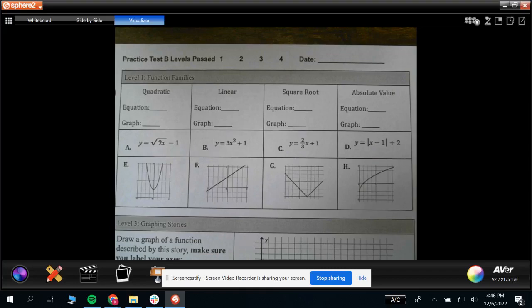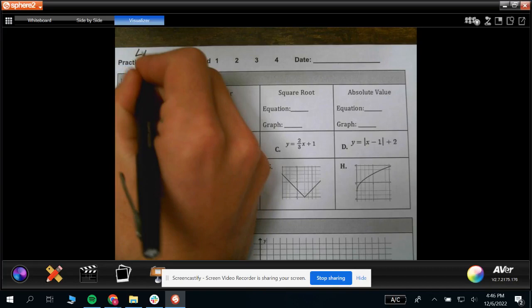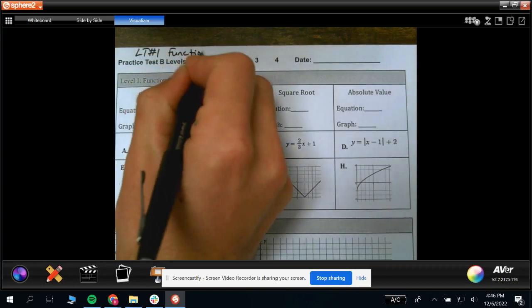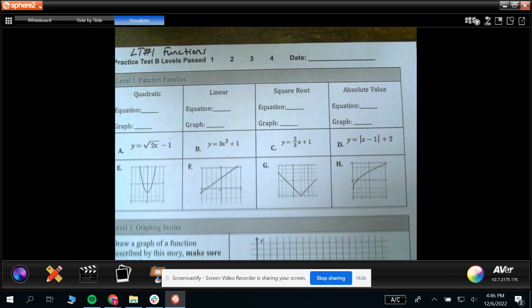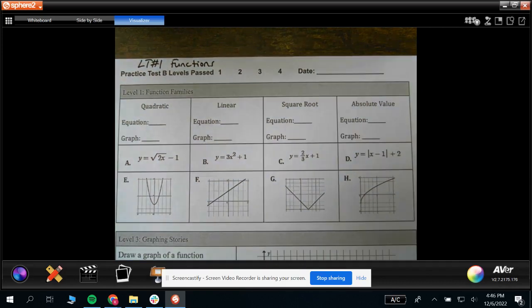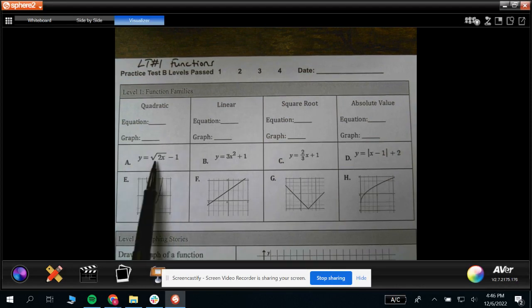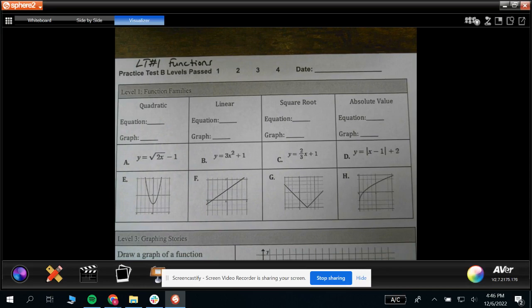Right, we are here to do a walkthrough of practice test B for LT number 1, functions. Label that right there. Okay, so level 1 for LT1. We're trying to match the function families. We've got quadratic, linear, square root, absolute value. We've got to match them to equations and graphs. It's all about looking for clues, little pieces.